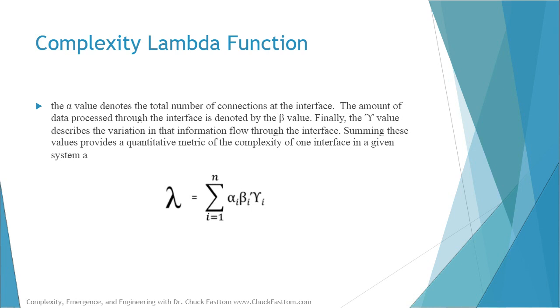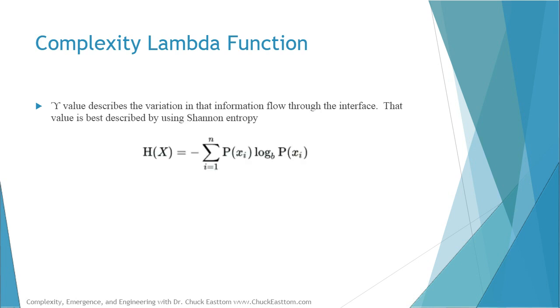So we have three values. How many connections do we have at this interface? How much information flows through that interface? And how much variation is there in that information? And I looked at information, I just simply borrowed Shannon's information entropy. That makes it very easy to follow.